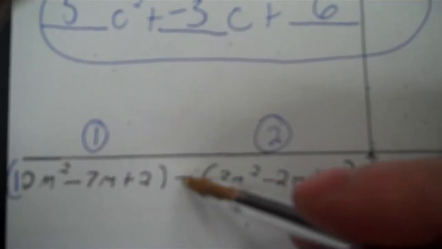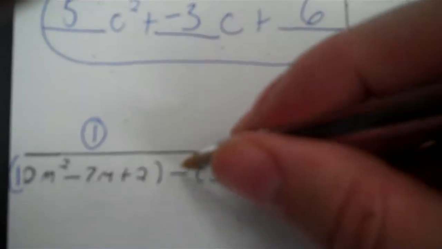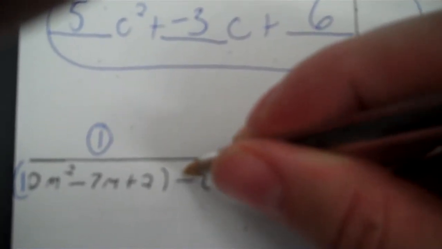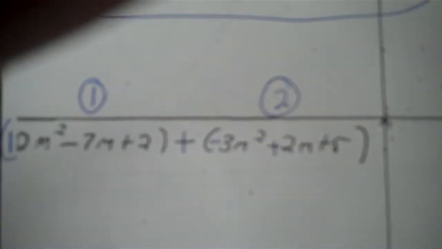Okay? Next, this is supposed to be a 10. Polynomial number 1, I've got a 10m to the second, a negative 7m, and a 2. Minus a 3m to the second, a negative 2m, and a positive 5. Now, this time I have subtraction, okay? What you need to do with the subtraction is make it addition and then switch all these to the opposite. So that's a positive, that's going to be a negative. That's a negative, it becomes a positive. That's a positive, it becomes a negative, okay?